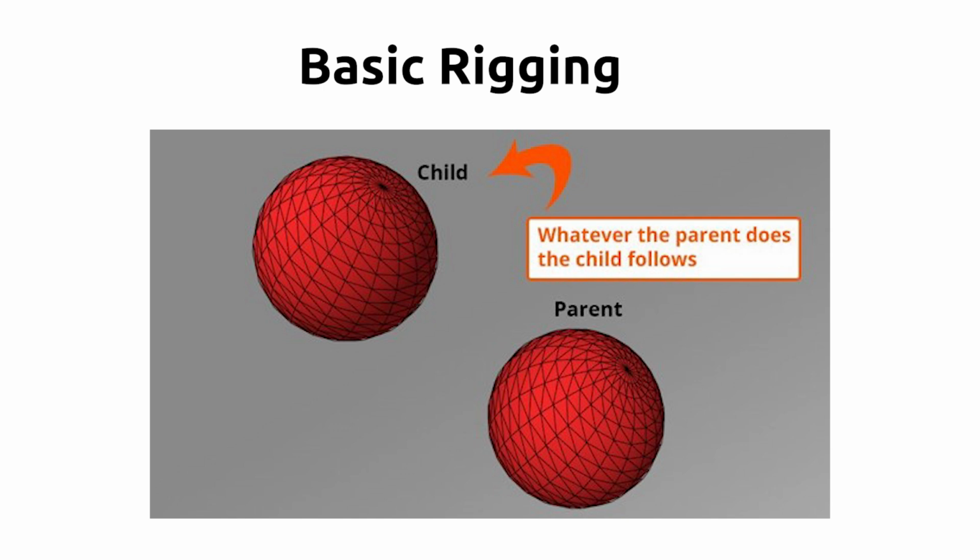You might use constraints and controllers in conjunction with parenting too, to create advanced behaviors, like making a character's hand follow a specific object or a character's foot stay planted on the ground during a walk cycle.